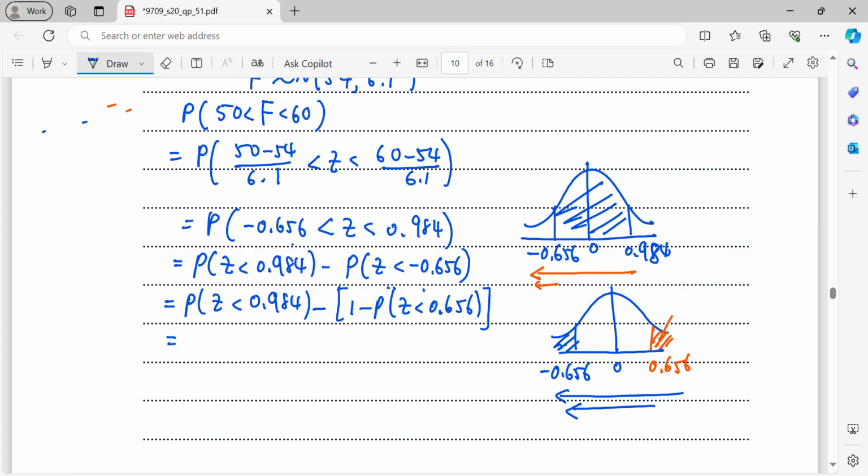So then here, you just refer to the table, the normal table. First probability is going to be 0.8375. Then you minus 1 minus the other probability, which is 0.7441. So when you calculate the three values, right, then you will be getting 0.5816. And now you round up to three significant figures. So look at the fourth significant figure, that is 6. 6 you round up, it becomes 0.582. That is your probability.